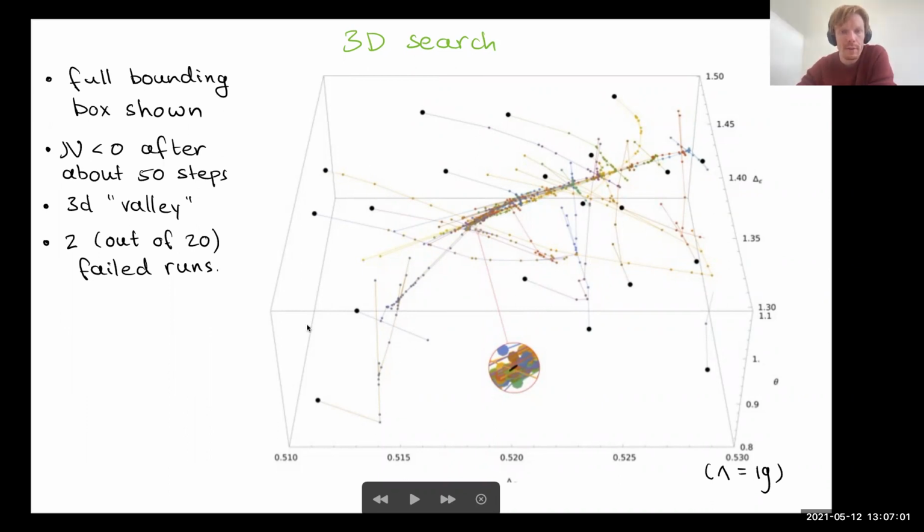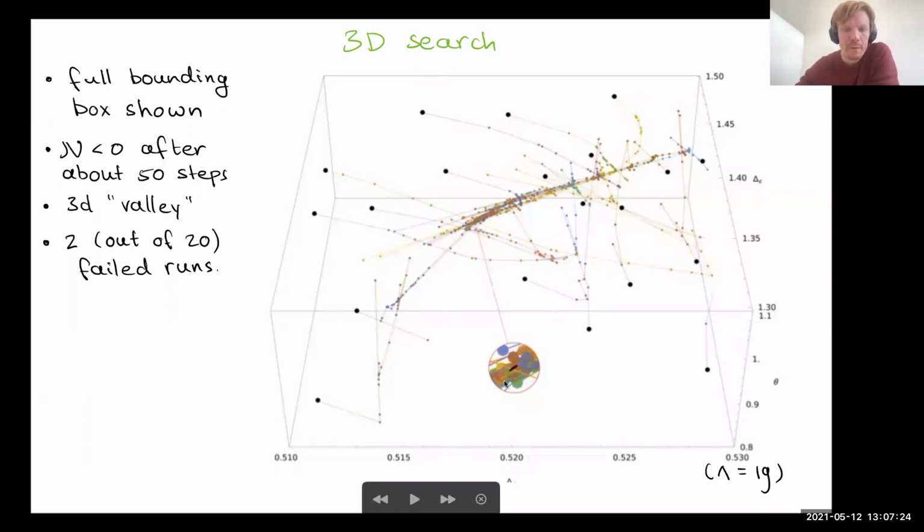So this is the full size space in which we search. So this is the full bounding box shown. In practice, it took each of these points about 50 steps to reach a negative point. You see there's some three-dimensional analog, I think, of this valley, right? Where all the points sort of try to cluster along this line. It seems to be some kind of three-dimensional valley.